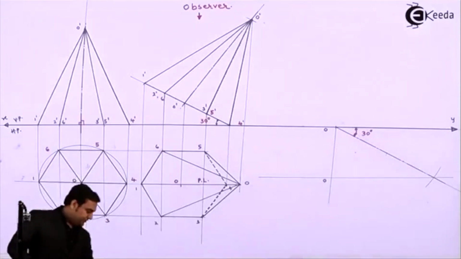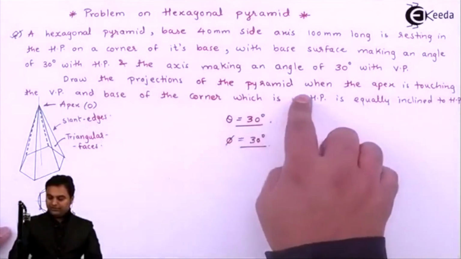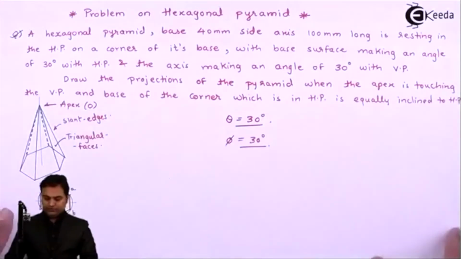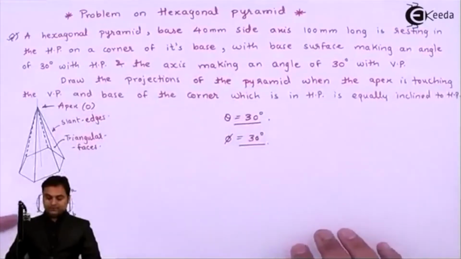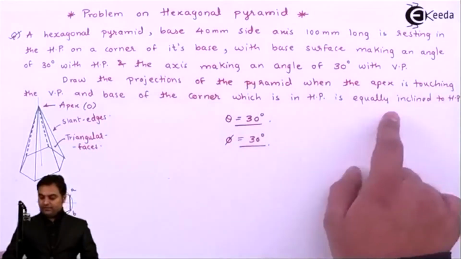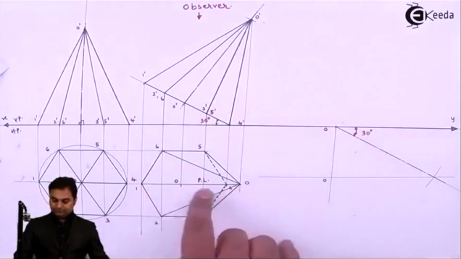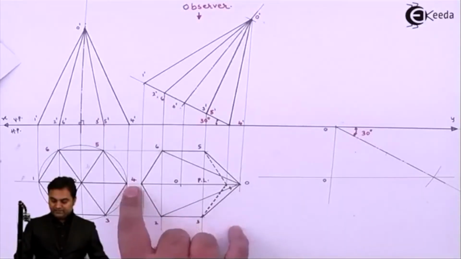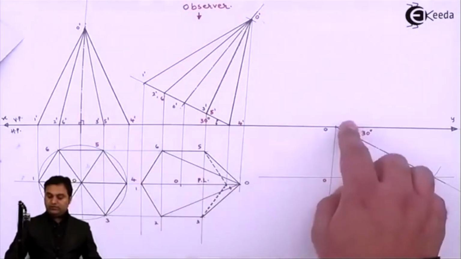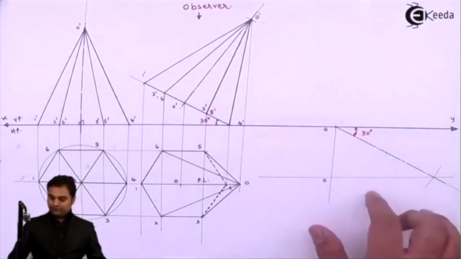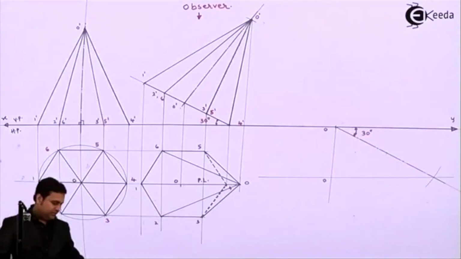In the question it is mentioned that, draw the projections of the pyramid when the apex is touching the VP. So here it is touching the VP, and the base corner, which is in HP, is equally inclined to HP. So here the base corner on which it is resting is point 4. This base corner has two edges. These two edges will be equally inclined to HP seen in VP. For that purpose, this has to be a straight vertical line.